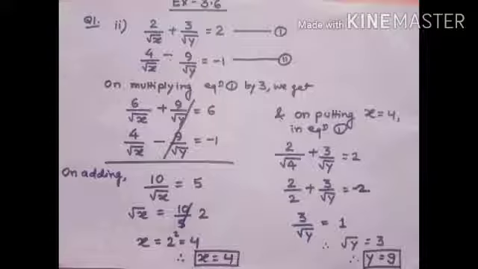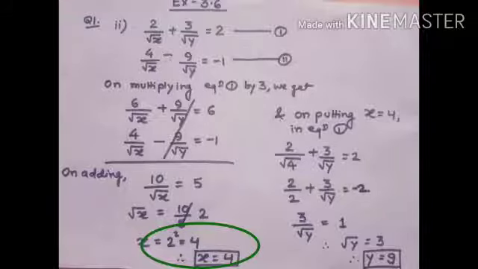Now the coefficients of y in both equations have opposite signs, so we must add these equations to eliminate y. On adding, you will see on the screen that 10/√x = 5. As we proceed we find that √x = 10/5, that will become 2. So x equals the square of 2, that will finally become 4. So we get the value of x as 4.